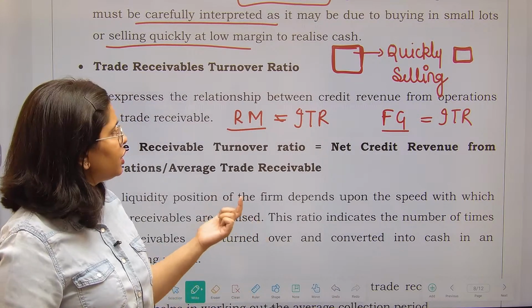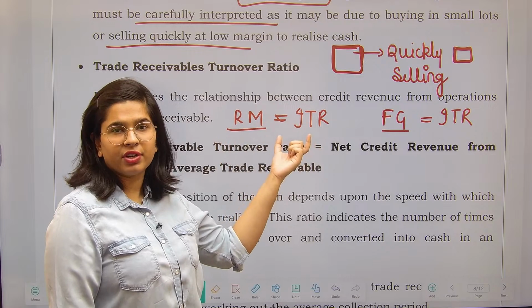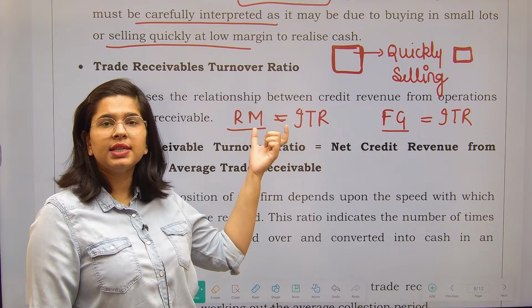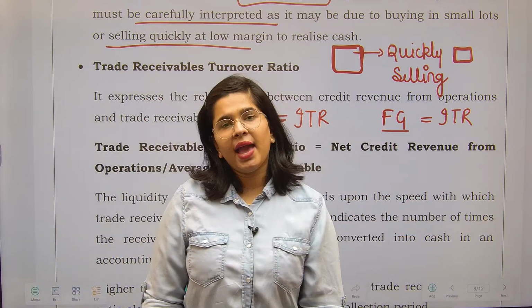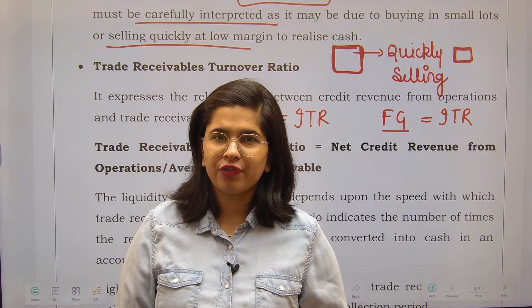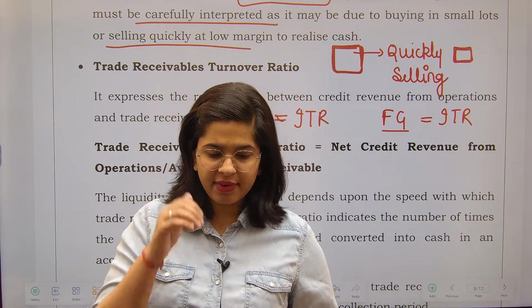And in that particular case, average inventory will be raw materials average inventory: opening stock of raw material plus closing stock of raw material divided by 2. And in case of finished goods, it will be average inventory of opening stock of finished goods plus closing stock of finished goods divided by 2. That is called your average inventory.